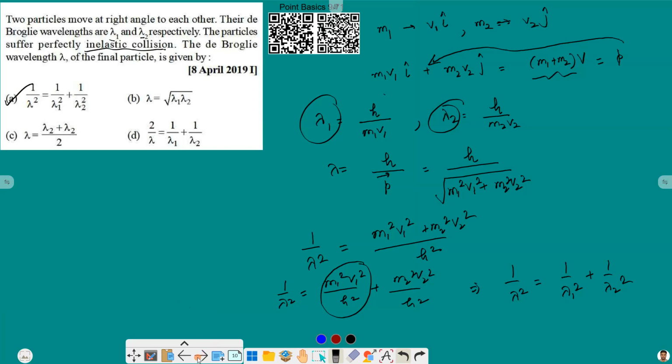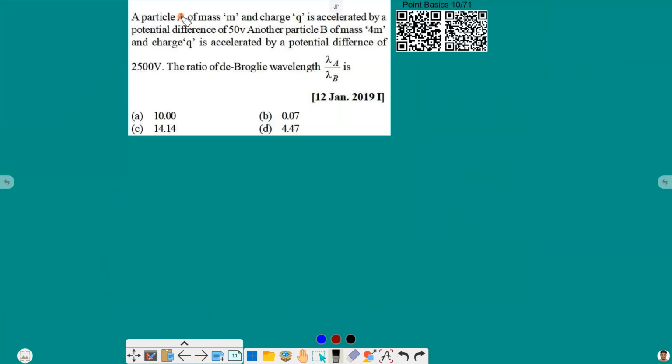Moving ahead. A particle of mass m and charge q is accelerated by a potential difference of 50 volt. Another particle of mass 4m and charge q is accelerated by a potential difference of 2500 volt. The ratio of de Broglie wavelengths we have to find out.